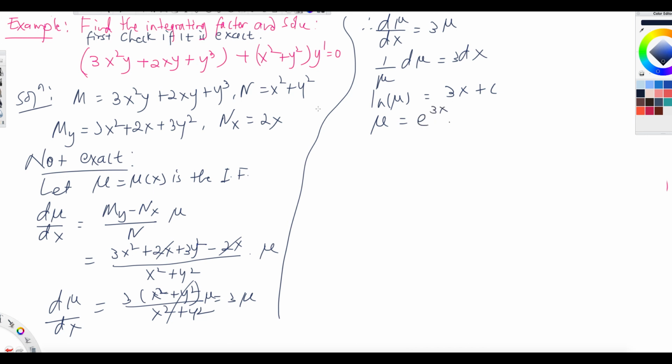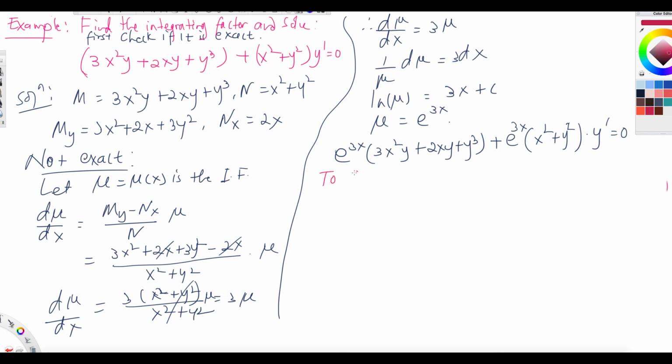What do we do next? You multiply this by the integrating factor. Let us do that. So you get e to the 3x times 3x squared y plus 2xy plus y cubed plus e to the 3x times x squared plus y squared times y prime equals 0. So this is exact. So you don't have to check for exactness. This will be an exact equation, okay? Because the whole purpose of doing this is making this equation exact by multiplying by the integrating factor. Okay, guys? So how do I solve this exact equation then?